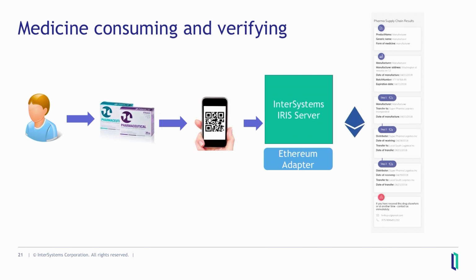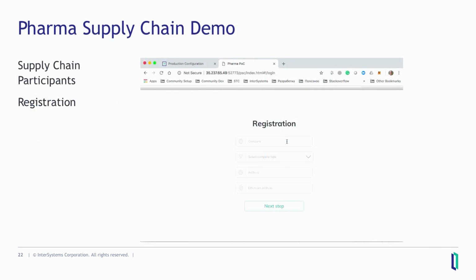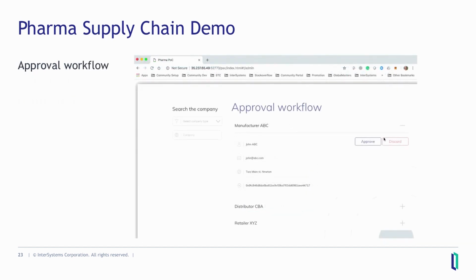Then the manufacturer sells these medicines to the distributor network, and this information is written via the InterSystems IRIS interoperability Ethereum adapter into the smart contract. On the next step, the distributor sells these pharmaceuticals to retailers, and again this information is stored in the Ethereum network. On the final step, the patient gets the medicine, and can check the whole journey of the medicine by reading, for example, a QR code on his mobile, and see the whole supply chain journey and all the participants and how this medicine was delivered to him, and that there is no fraud here. Let's see how it works.